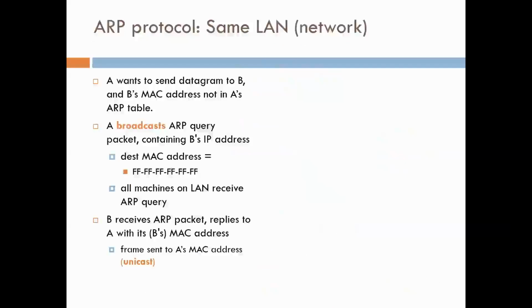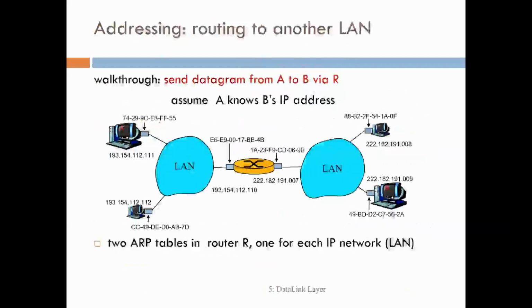So what happens if you have a situation like this? You have device A wishing to send a packet to device B. If you look at the IP addresses of devices A and B, device A has IP address 193.154.112.111.